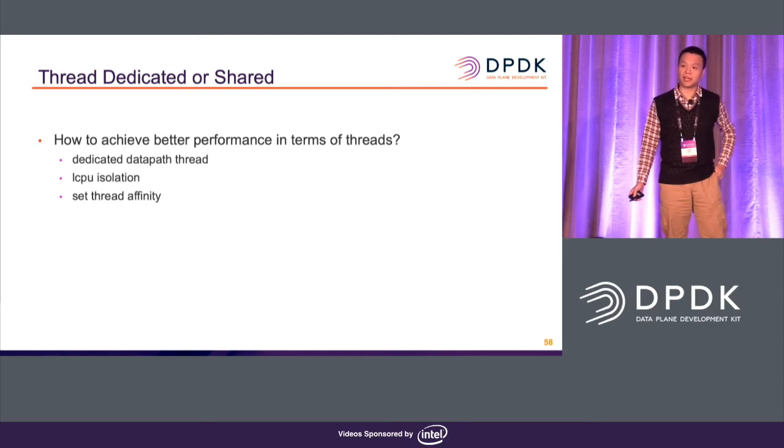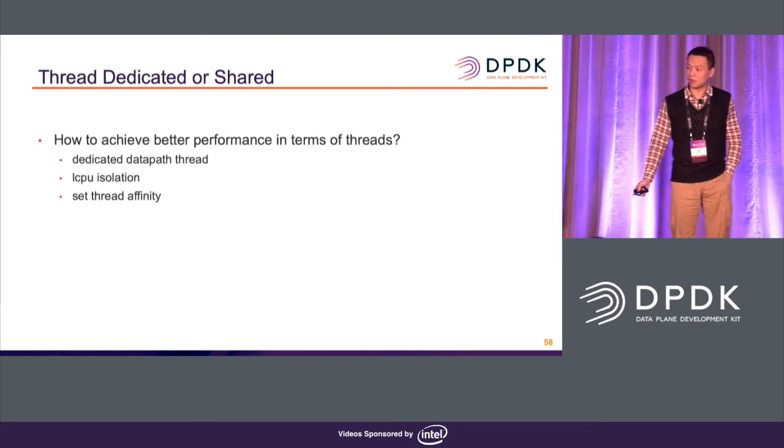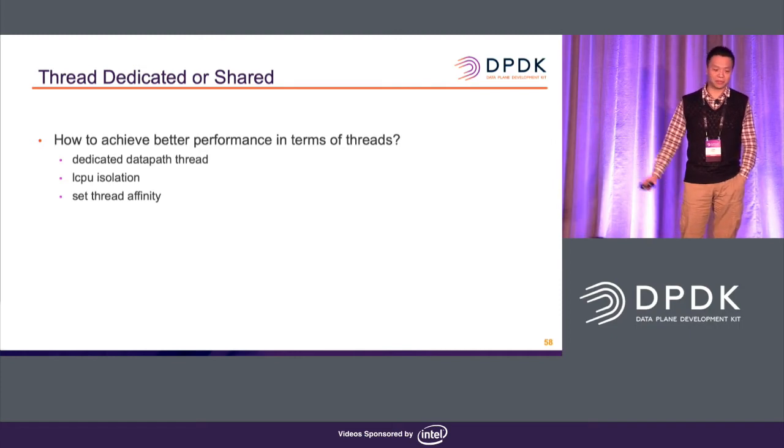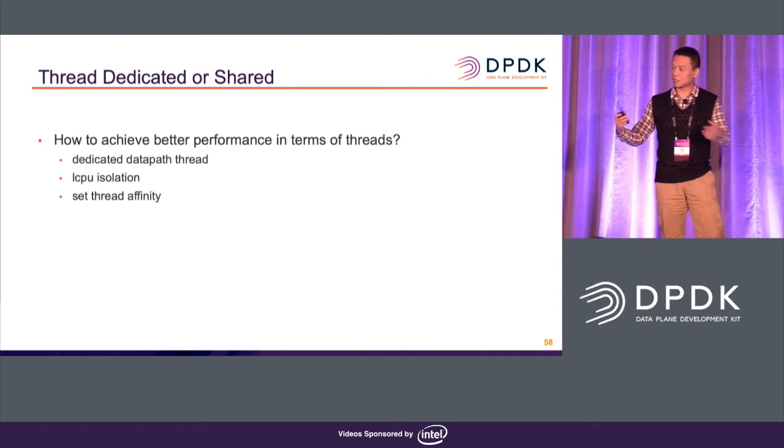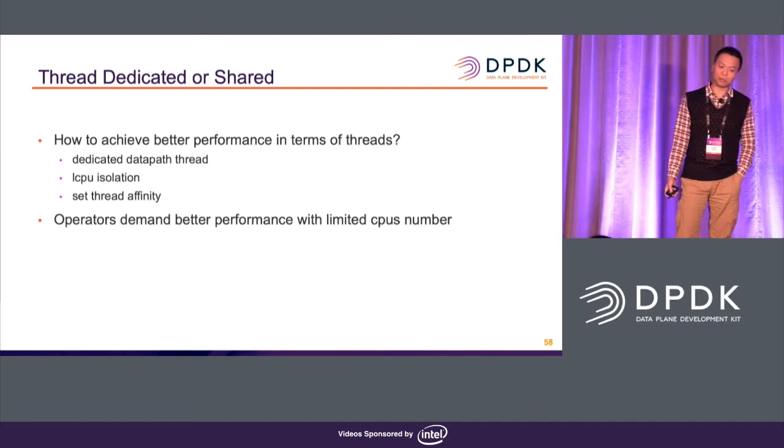Not only is DPDK greedy, the operators are greedy too. And when this greed conflicts, the operators always win. The operators always demand better performance with a limited number of CPUs.